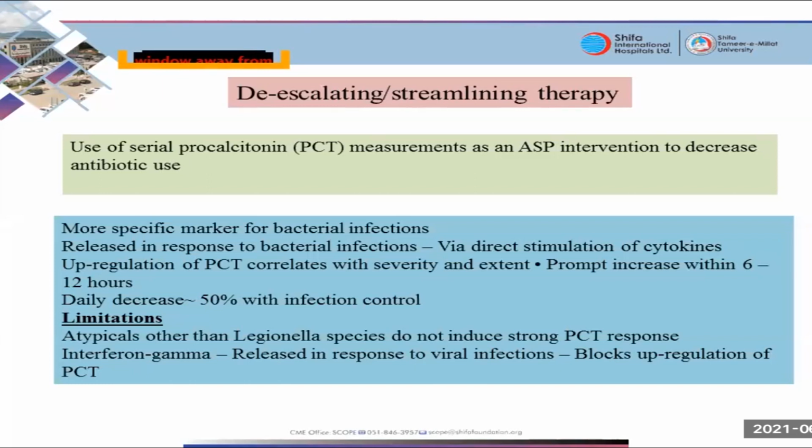Procalcitonin is released in response to the bacterial infections, and when you start appropriate therapy, within 6 to 12 hours it can decrease, and the daily decrease is around 50% with appropriate infection control. But it does have its limitations, such as atypical organisms other than Legionella species. They do not induce procalcitonin response. And interferon gamma, which is released in response to the viral infections, can block its upregulation. In our institution, we do use procalcitonin in order to de-escalate the broader spectrum antimicrobial therapy.